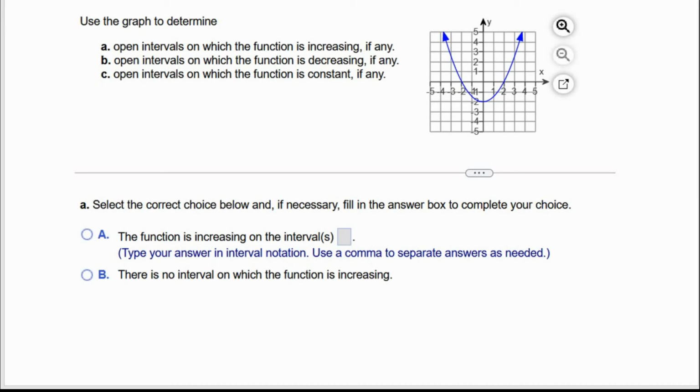The function is increasing on what interval? Function is increasing on what interval? No one? Now let me say this.